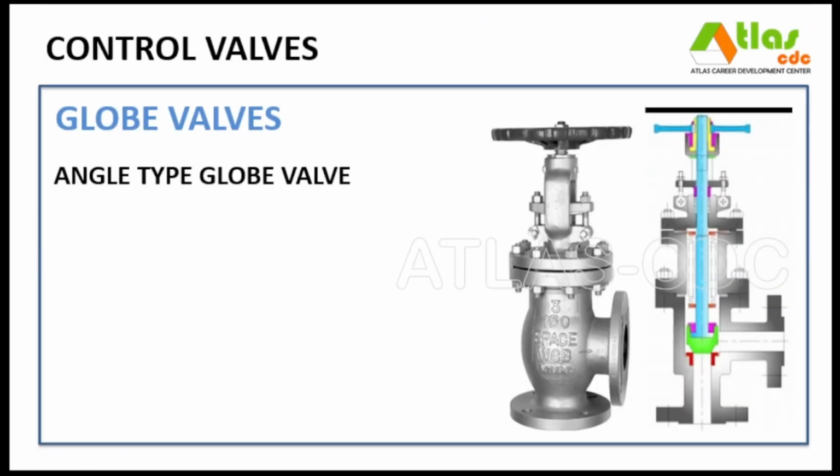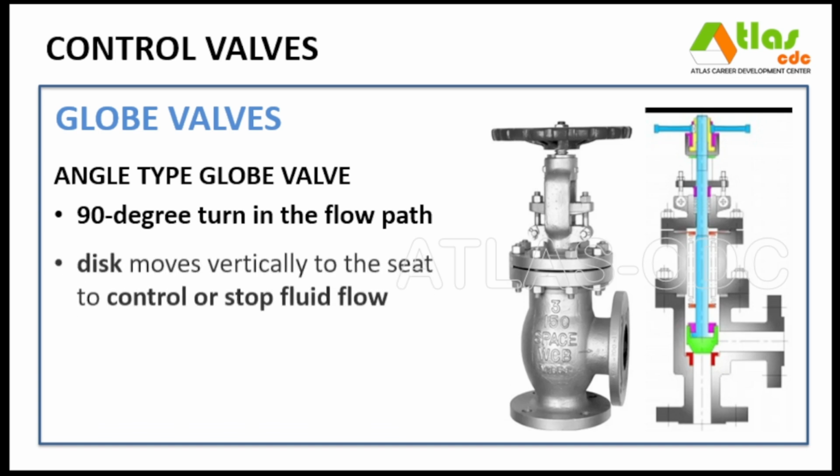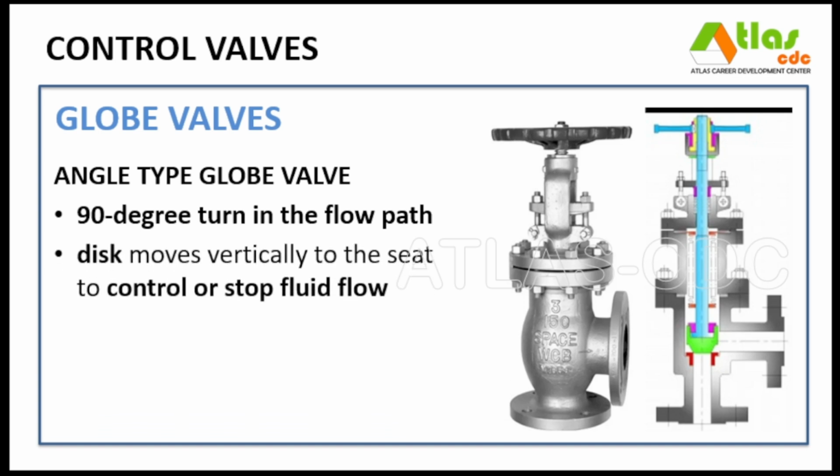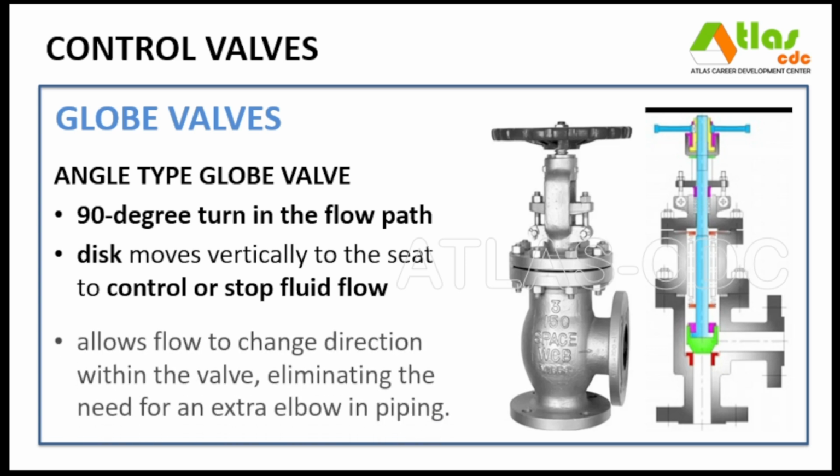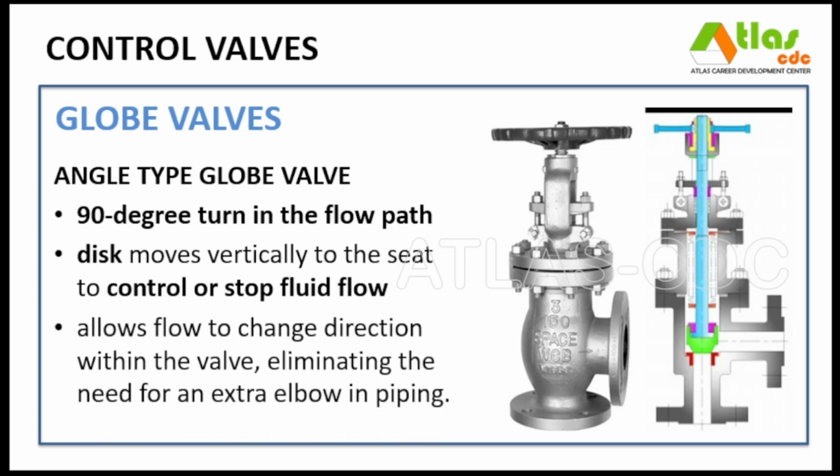An angle-type globe valve features a 90-degree turn in the flow path, where the disc moves vertically to the seat to control or stop fluid flow. Its mechanism allows flow to change direction within the valve, eliminating the need for an extra elbow in piping.